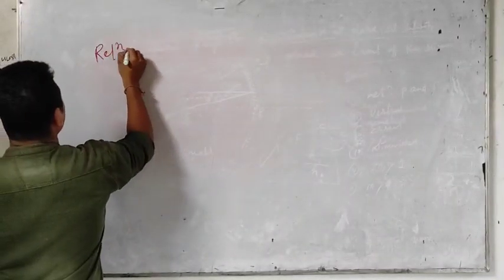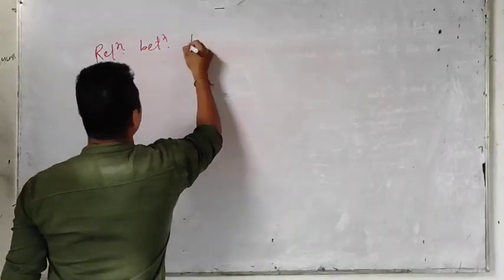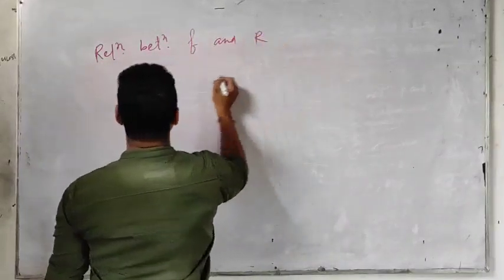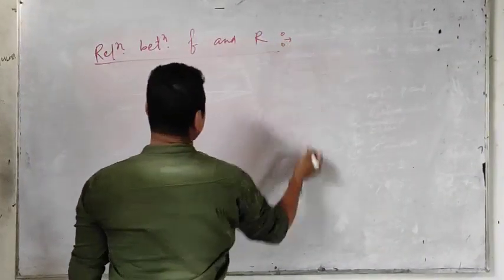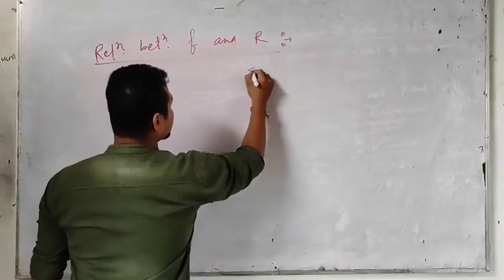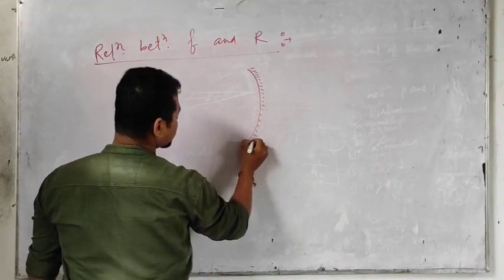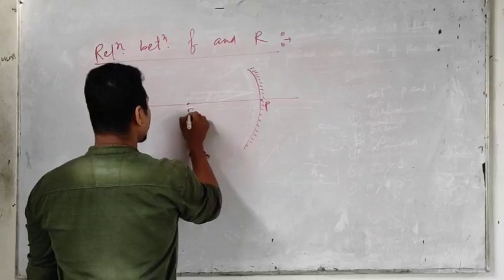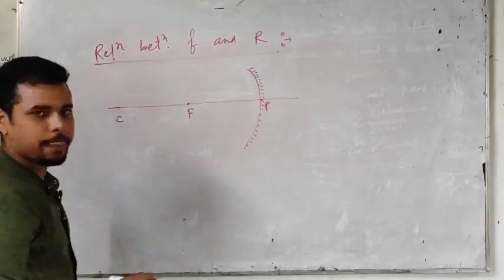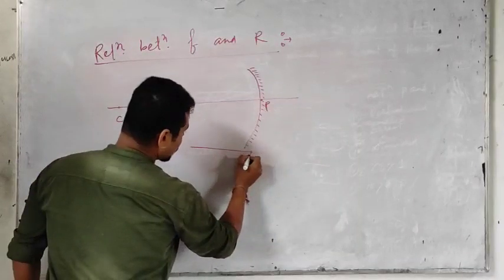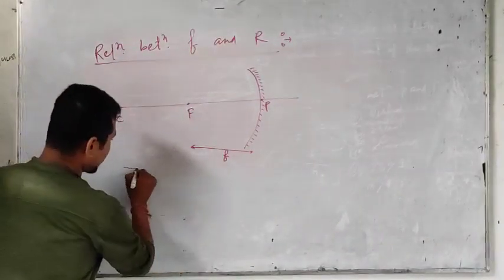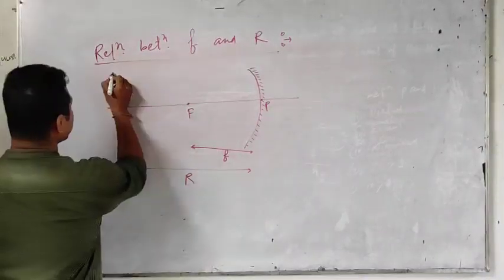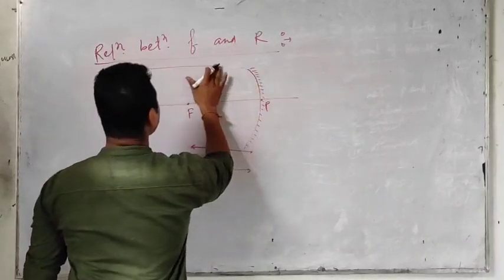So let's take the relation between focal length and radius of curvature. So here is your concave mirror. This one is your pole, and then focus, then center of curvature. Clear? So this is the focal length, and then this is your radius of curvature.